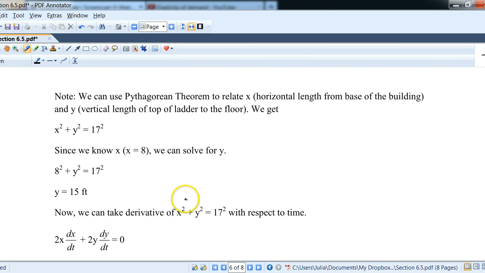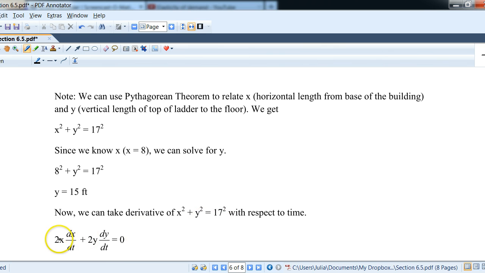Then once we know that, you go back to the equation x squared plus y squared equals 17 squared. Why I kept 17 squared is because the length of the ladder is a constant. You keep it as a constant because it's never going to change. Notice the x will change, the y will change, but 17, the length of the ladder, would never change. But there's another example later on where it does change. So be careful. With ladders it doesn't, but there may be other examples where it does.